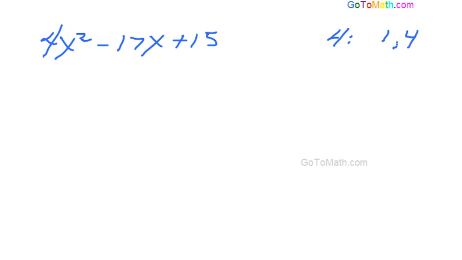So we have a 1 and a 4 or a 2 and a 2, right? 2 times 2 is 4 or 1 times 4. So there's the possibilities of the coefficient there. And then we got 15 down here. So 1 and 15 or 3 and 5, which is good.